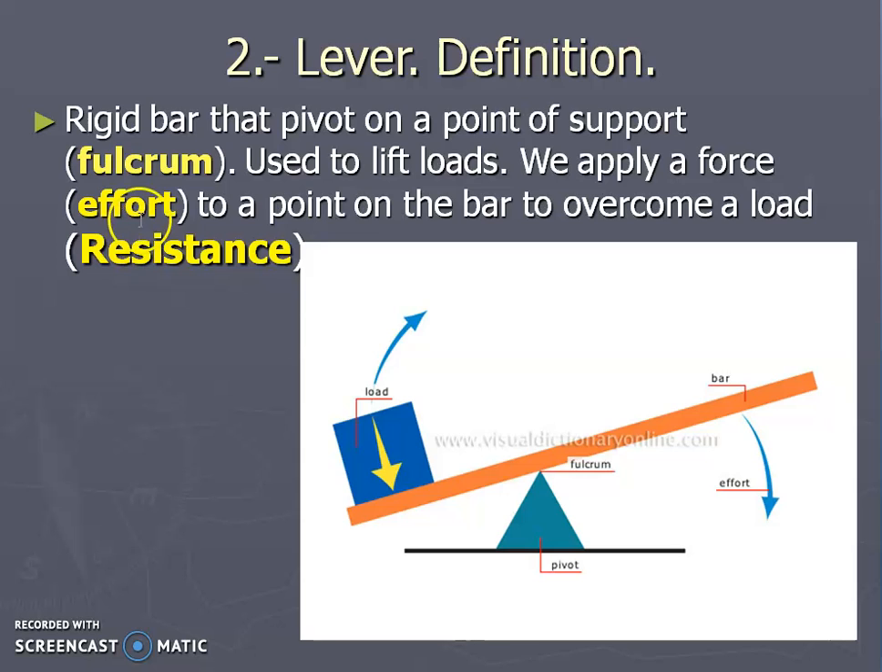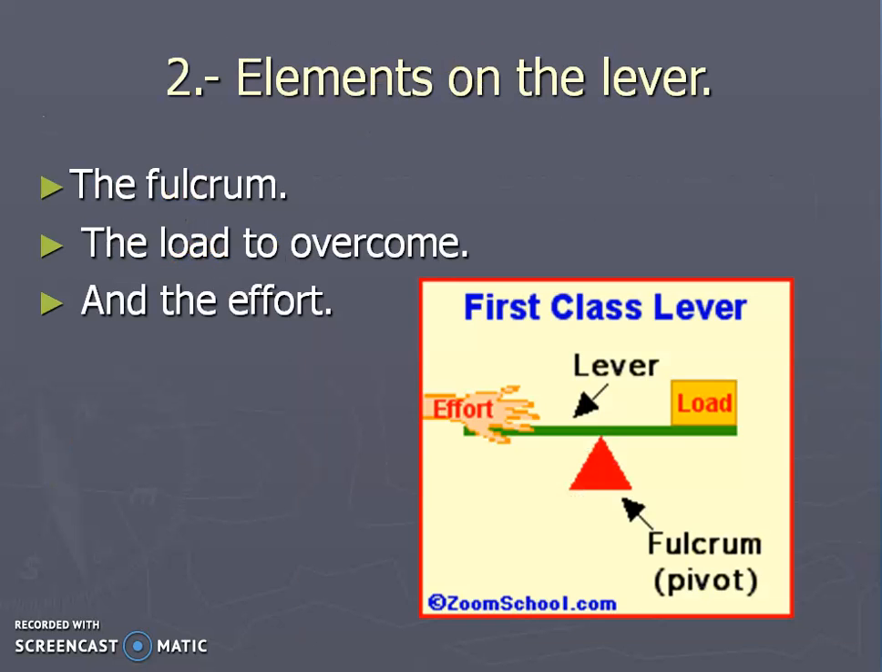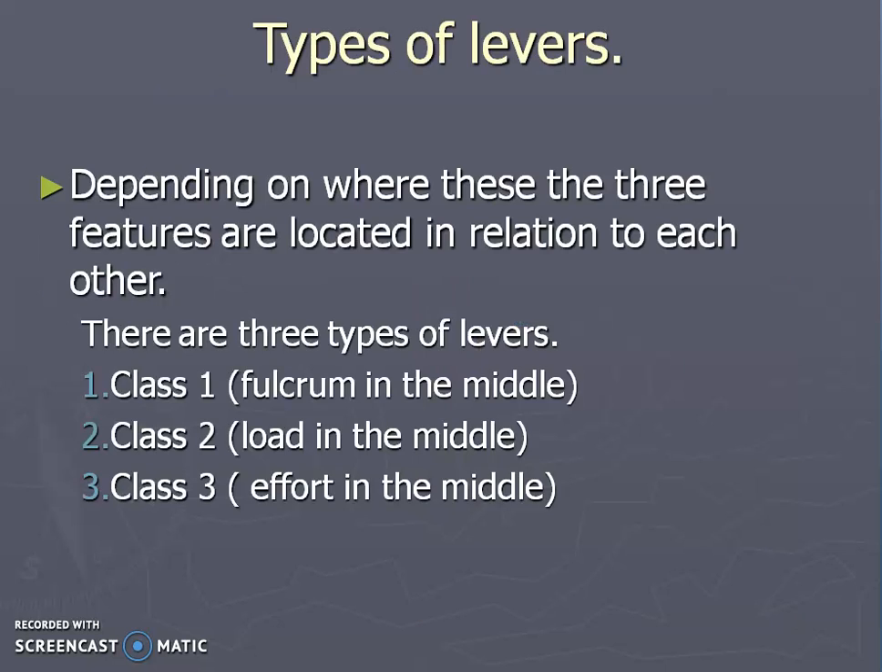Okay, so in a lever we have three elements. The first one is the fulcrum, the pivoting point, the rotating point, and we have two other ends. In one end we apply the effort, and this one is the resistance to overcome. Okay, again the same. Here is the place where we apply the effort. This is the load to overcome, and this is the fulcrum.